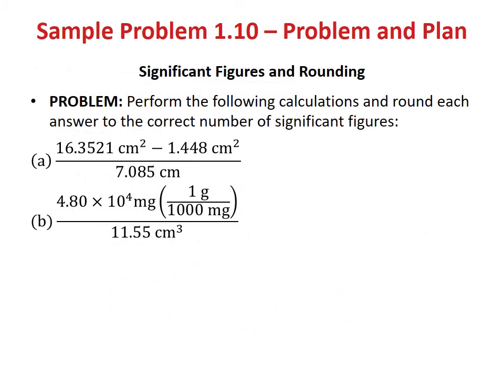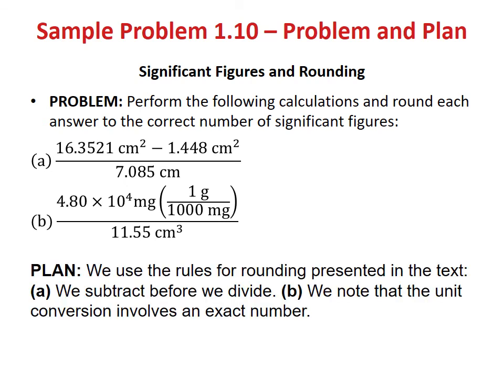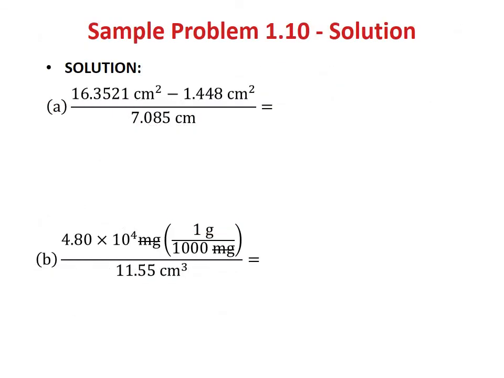Sample problem 1.10. Perform the following calculations and round each answer to the correct number of significant figures. So our plan is we use the rules for rounding presented so far, and we subtract before we divide. And note here there's a definition: 1 gram is 1000 milligrams, a conversion factor, and this actually is an exact number. Let's begin with A. In A, we need to do the subtraction first and then division.